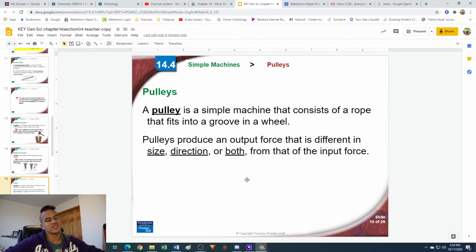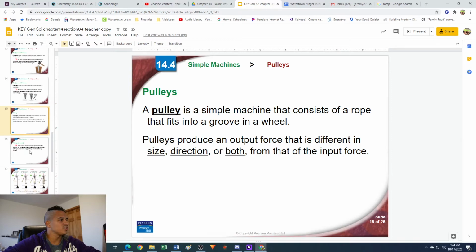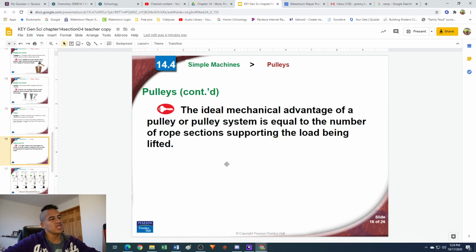All right, and the last thing we have here is a pulley. A pulley is a simple machine that consists of a rope that fits into a groove in a wheel. Pulleys produce an output force that can be different in size, direction, or both. Basically, a pulley can make it so that you have to use less force. It can make it so that you have to pull down instead of pulling up, or it can do both. There are some images we'll take a look at in a second. But the ideal mechanical advantage of a pulley or a pulley system is going to be equal to the number of rope sections supporting the object that you are lifting.